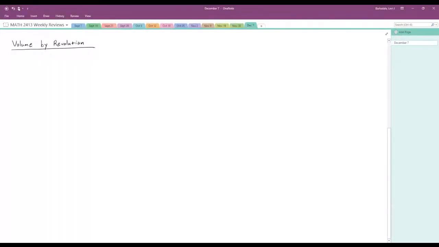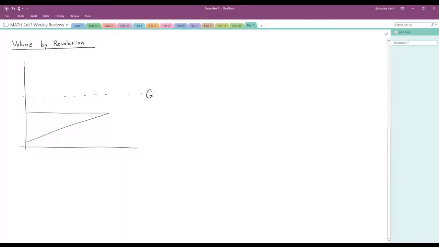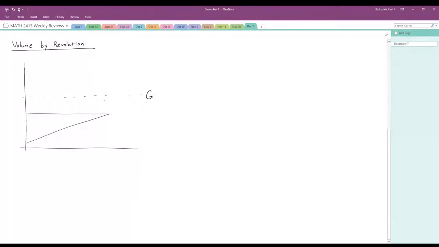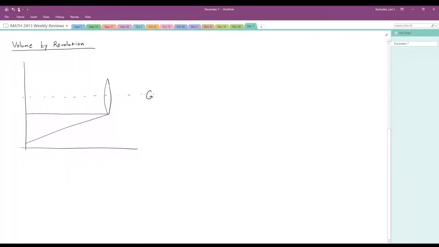So let's say we have some kind of curve. I'm going to draw something really simple. It's going to be a shape kind of like this. And I'm interested in making a shape by spinning it around this axis here. Well, when I spin it around this axis, I'm going to get this kind of weird looking shape kind of like this.